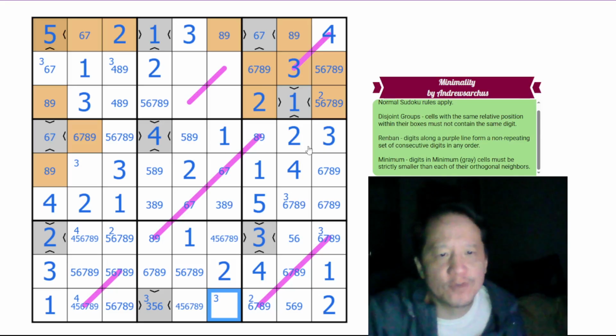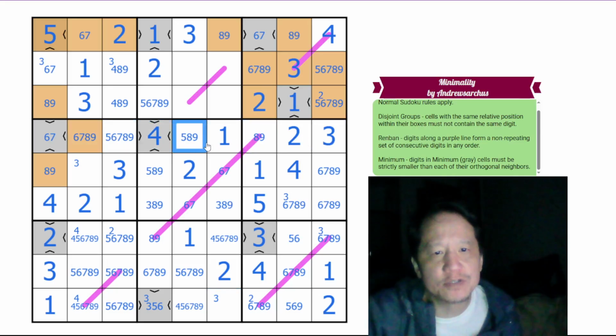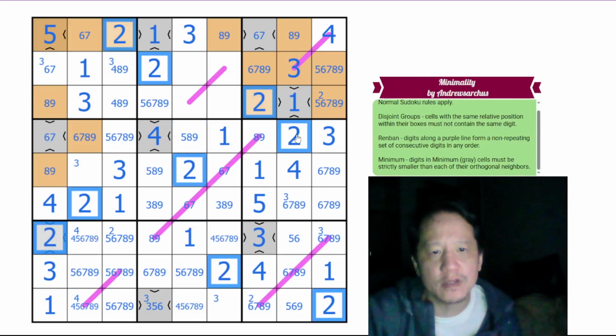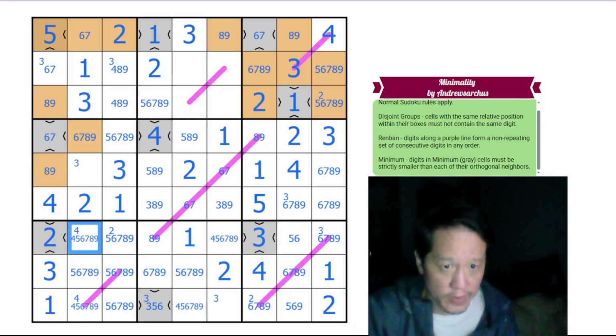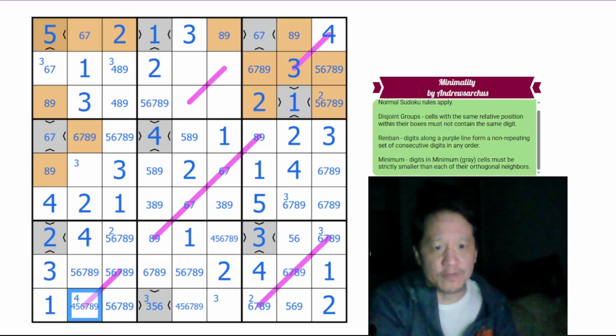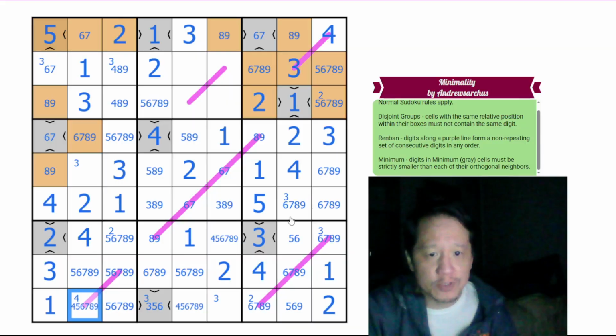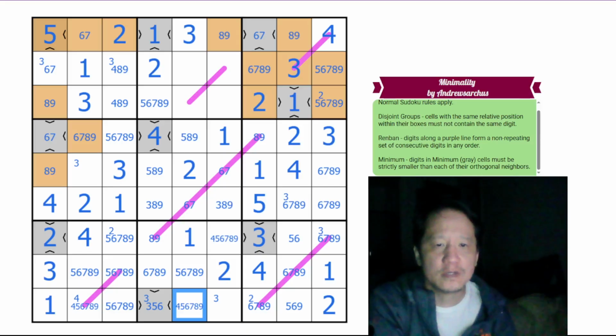Where is 4 in the upper central cell? It would have to be there, right? Because it can't be any of these, 1, 2, or 3. This is greater than 5. This is greater than 6 or 7. This is greater than 6 or 7. This cannot be 4 because of 4 in the column. So this would have to be 4 here, which means 4 can't be 4.